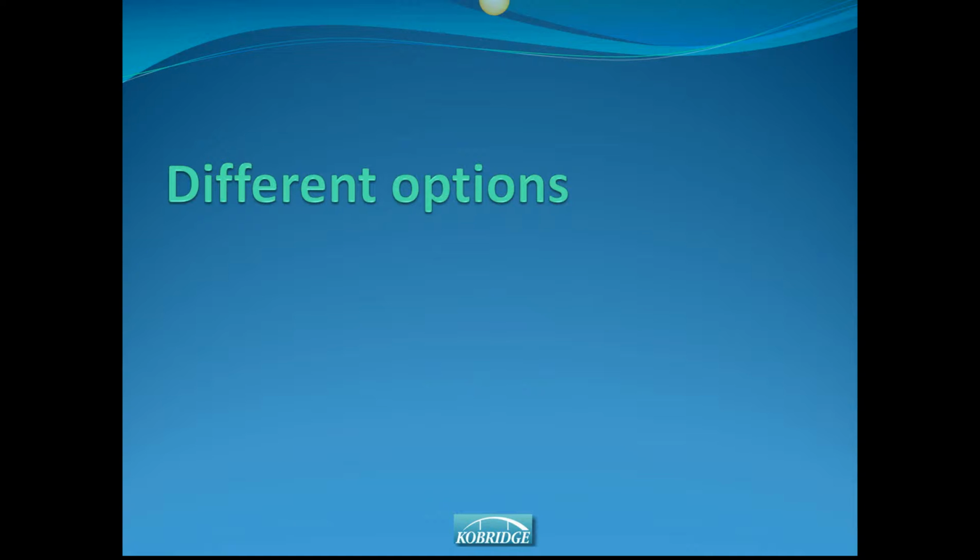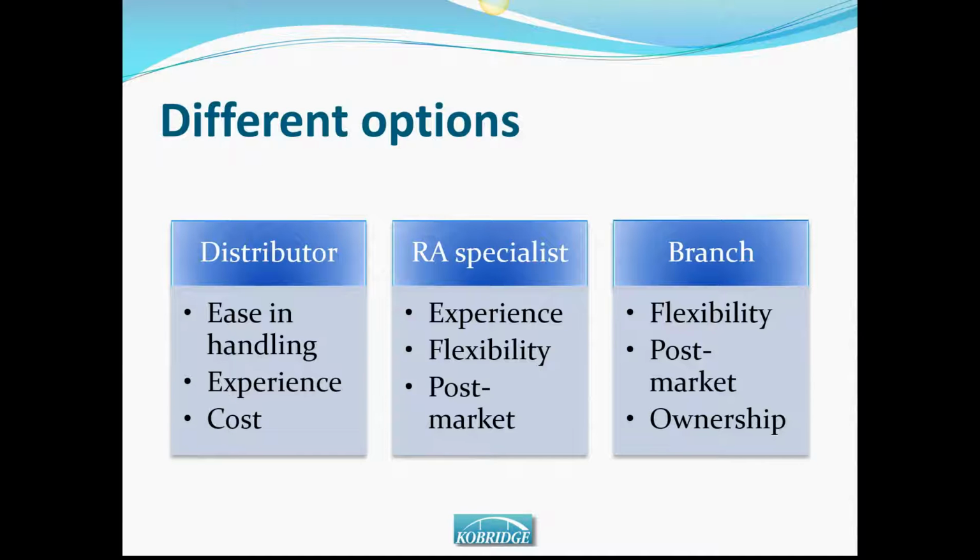Now there are different options when companies are looking into the Korean market, local representation. Three cases. Either the license holder is the distributor, or it's a consulting firm, RA specialists, or it's a subsidiary or a branch established in Korea. The choice between all three really depends on the strategy of the company.